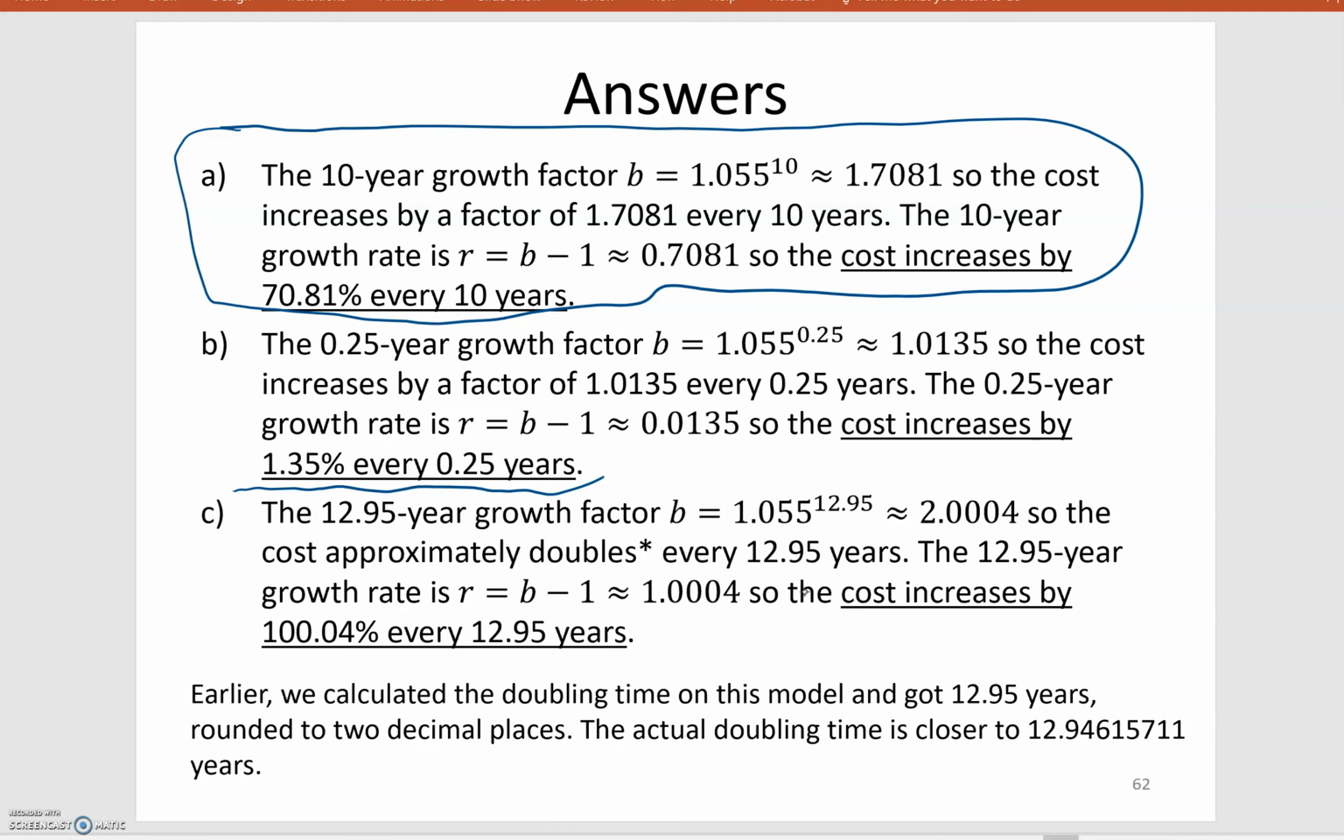and therefore our rate, what is our rate of growth? Well, we have 100.04% rate of growth every 12.95 years. So you might look at this and say, wait, I thought we were doubling. Why is that 100%? Well, if you have 100% growth, what that means is that you have 100% of what you started with plus another 100%. So that's 200 total, right? So your rate of growth is 100%.